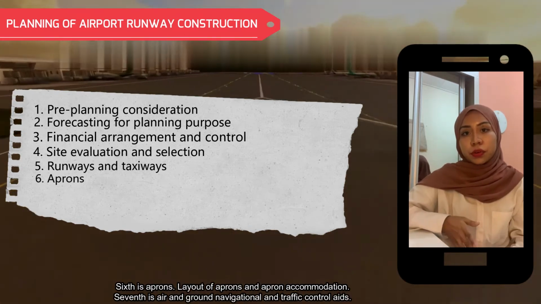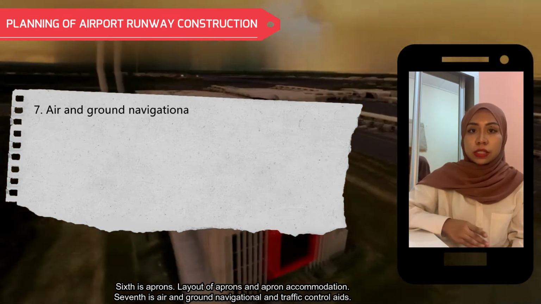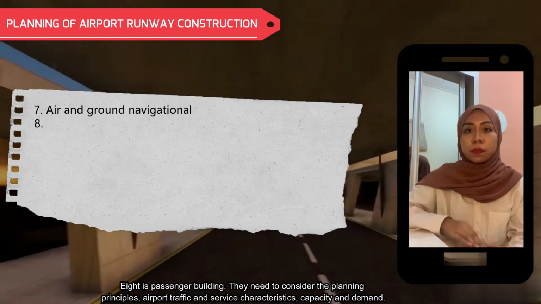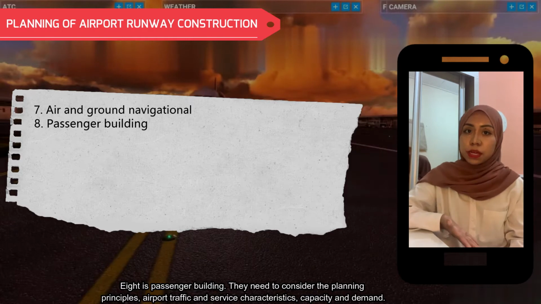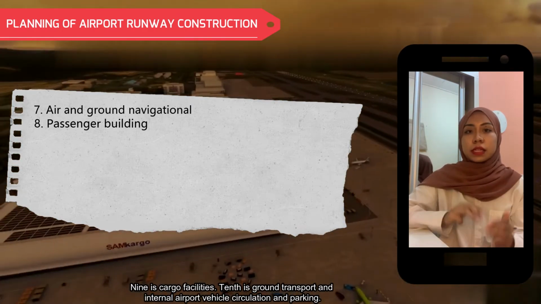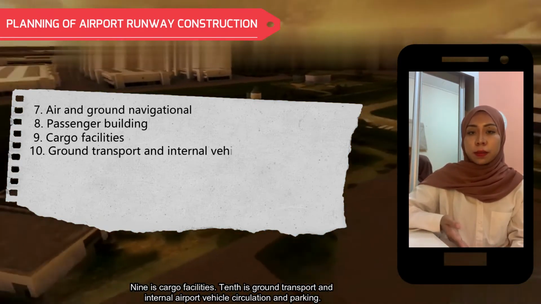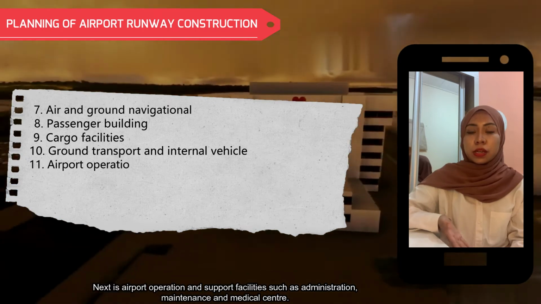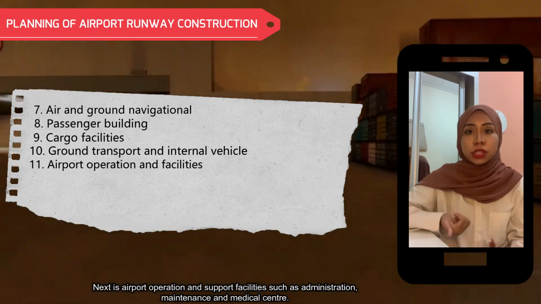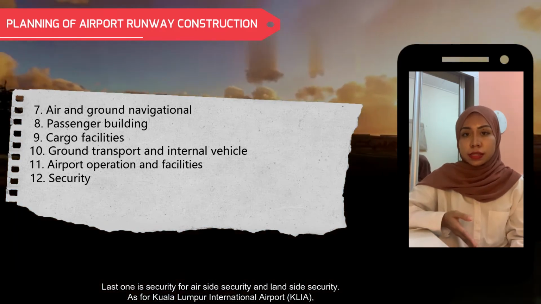Sixth is apron, layout of apron and apron accommodation. Seventh is air and ground navigational and traffic control aids. Eighth is passenger building. They need to consider the planning principle, airport traffic and service characteristic, capacity and demand. Ninth is cargo facilities. Tenth is ground transport and internal airport vehicle circulation and parking. And next is airport operation and support facilities such as administration, maintenance and medical center. Last one is security for airside security and landside security.